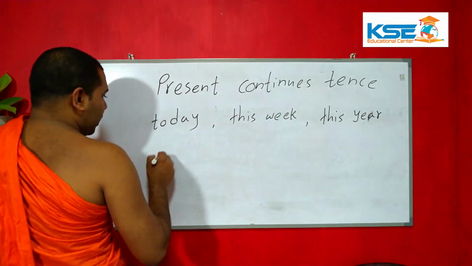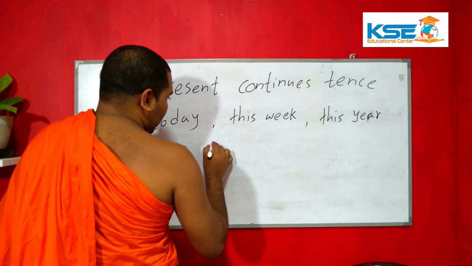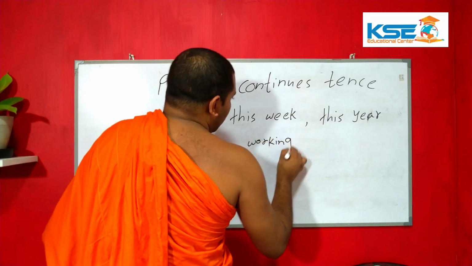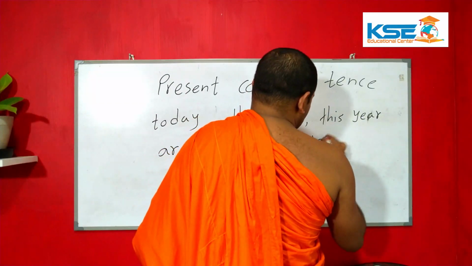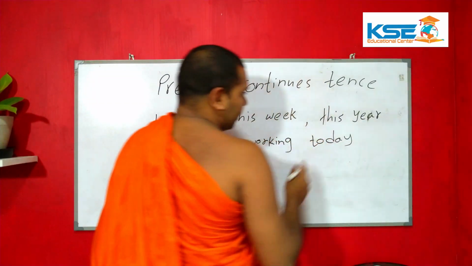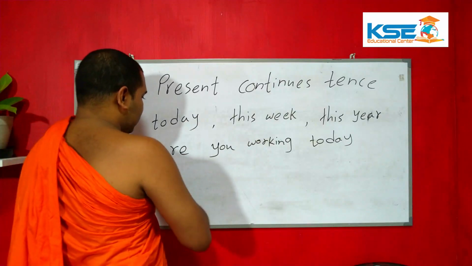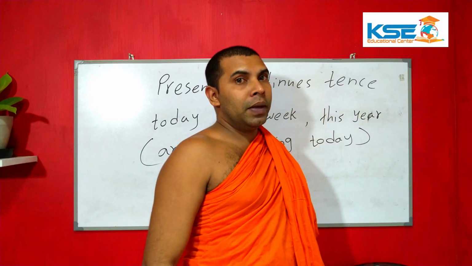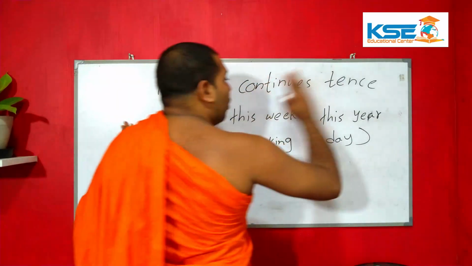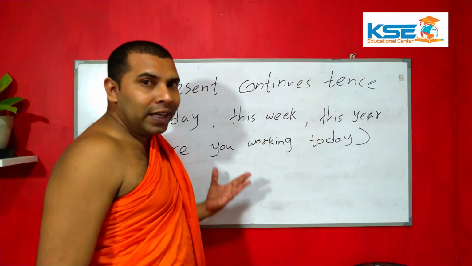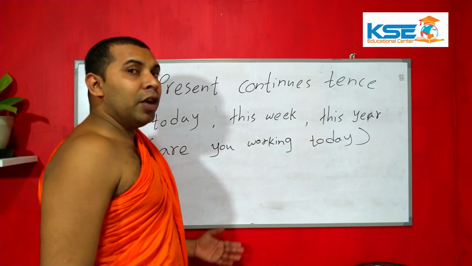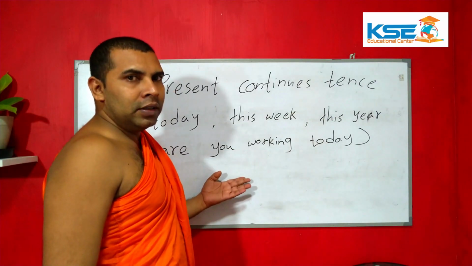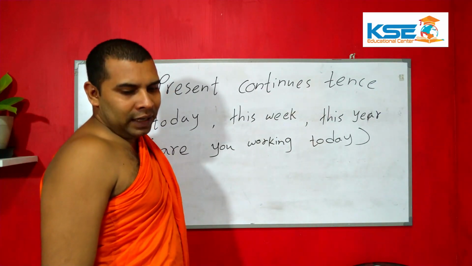Just like this. Are you working? Are you working today? This is the continuous form. Are you working today? It means through the whole day you're working. So somebody is asking, are you working today? You can say, no, I'm not working, or I'm not working today, like that.